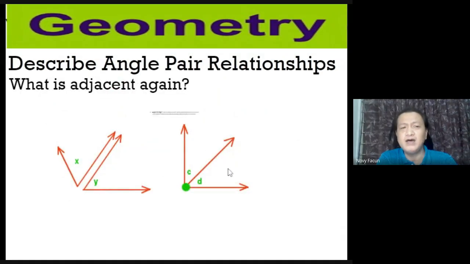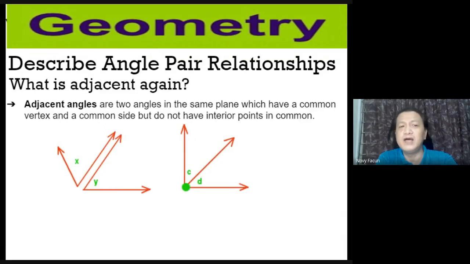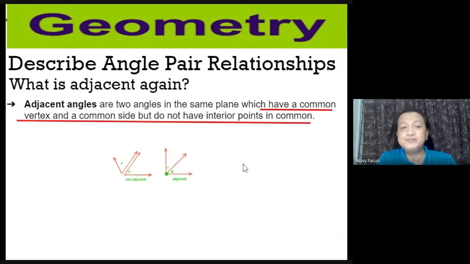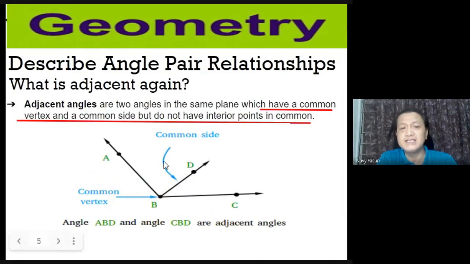So we have, adjacent angles are two angles in the same plane which have a common vertex. Dapat para masabi adjacent, meron silang common vertex and common side but no interior points in common. Ito, not adjacent ito because they have no common side and common vertex, while this is adjacent angles because they have common vertex and common side. Okay, so take note of the underlined words. And adjacent angles have a common side.